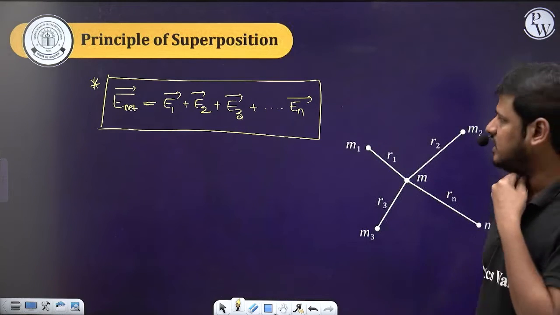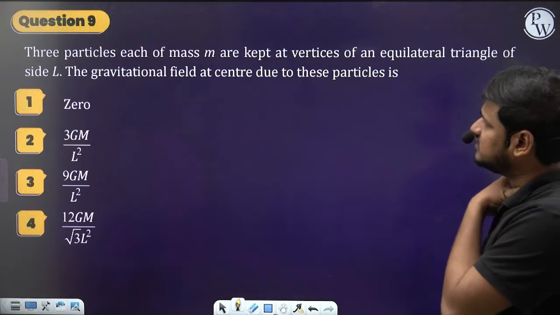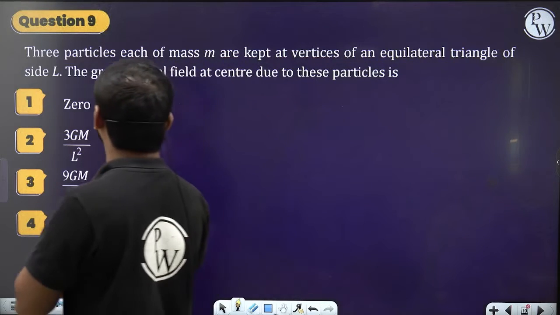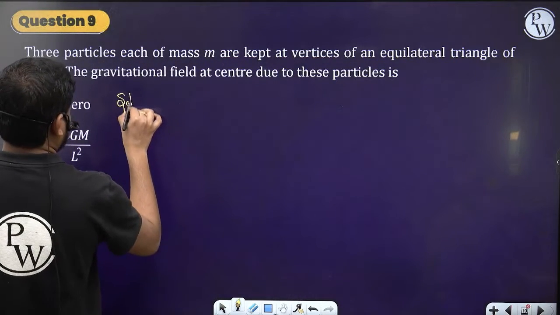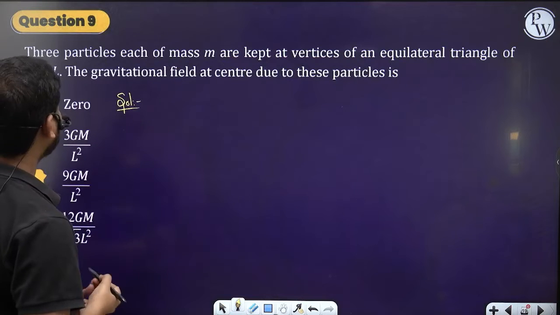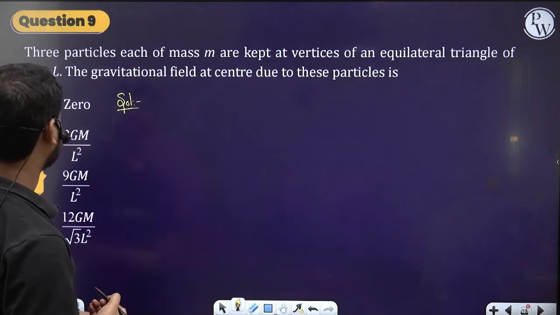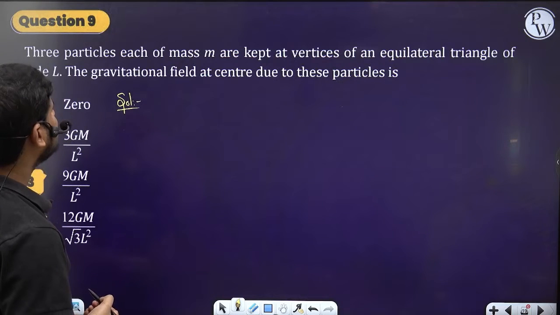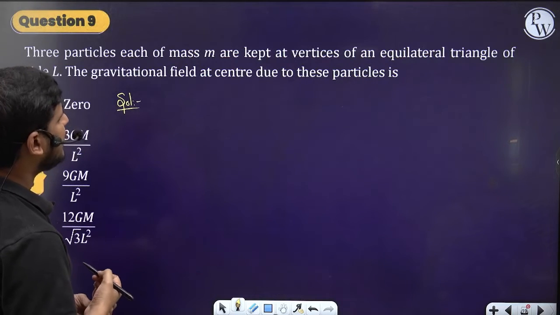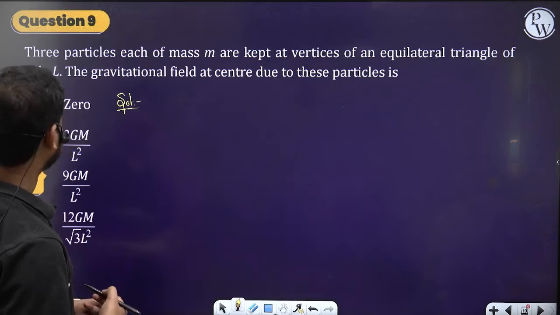Done? Clear? Chalo, let's move further, guys. So question number 9. What does the question say here? Three particles each of mass m are kept at the vertices of an equilateral triangle of side L. Then the gravitational field due to these particles is, see here.